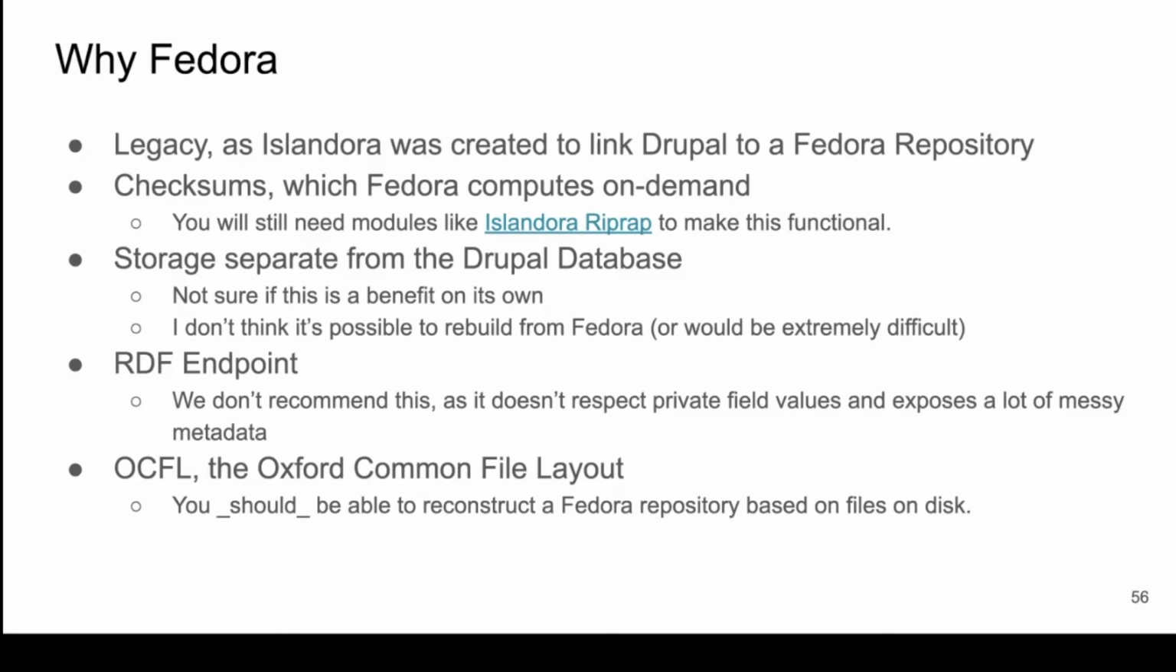Okay, and Fedora 6 uses something called the Oxford Common File Layout, which is a very cool preservation-centric, human readable, and, what am I trying to say? Recoverable, I guess, way of writing information about files to a file system. So if your Fedora gets completely lost and you just have the stuff that's on disk, you can make sense of it.